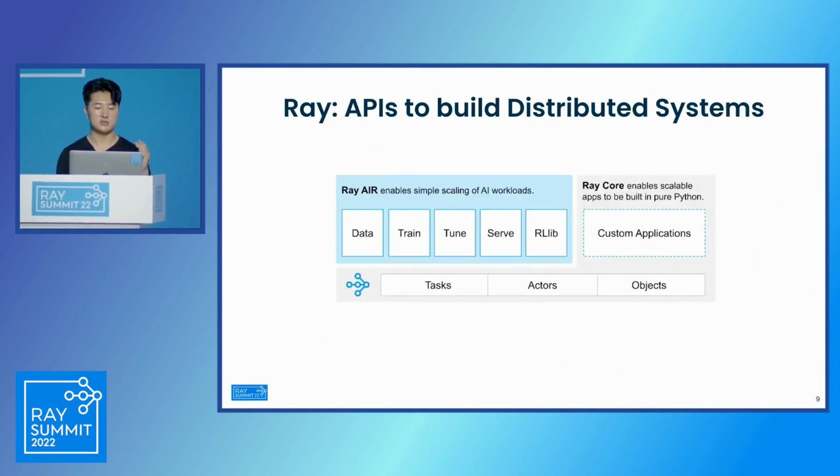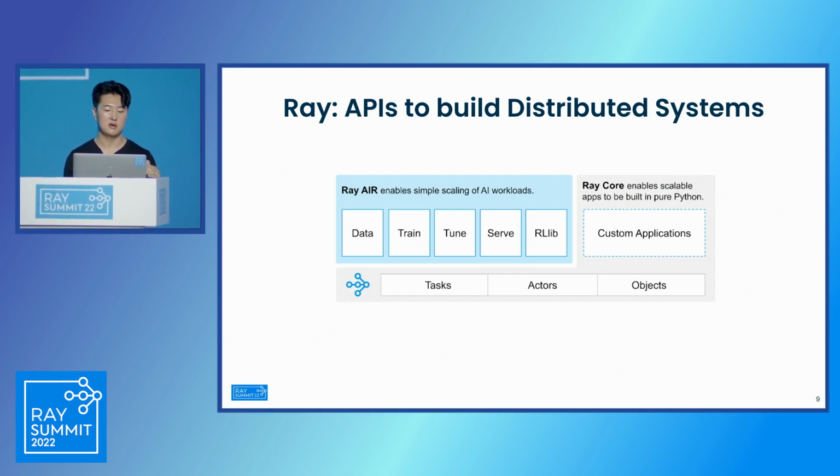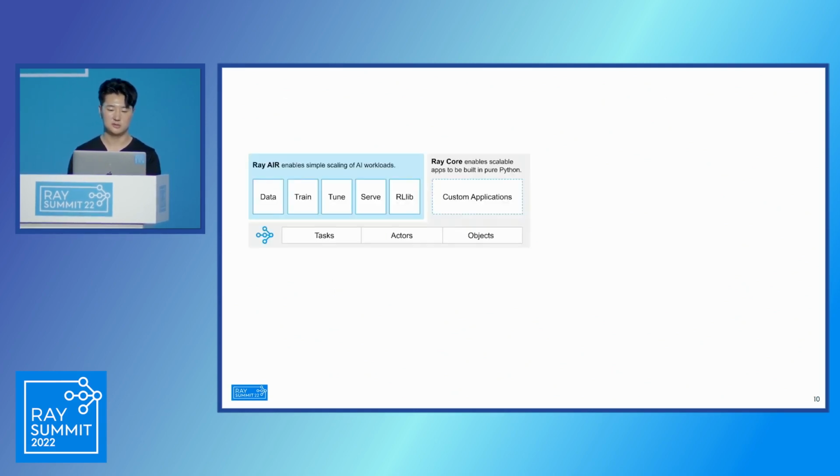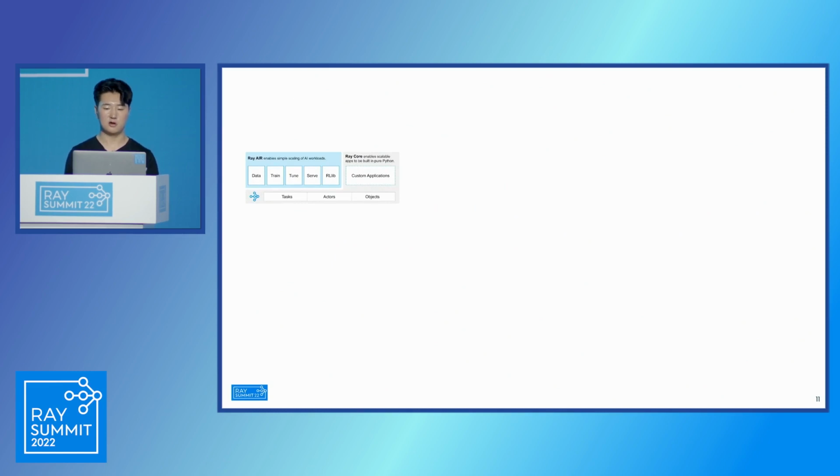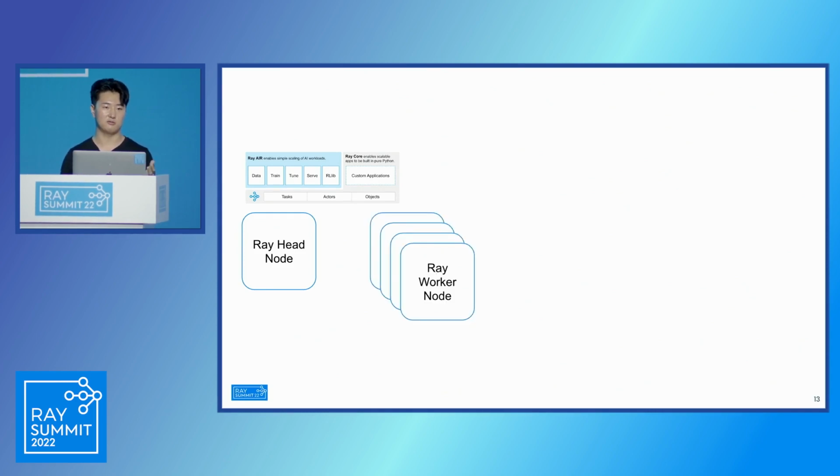So Ray provides APIs to build distributed applications. This hides the implementation detail of distributed systems and helps users to focus on building applications running at scale without understanding distributed systems. Then why is it so difficult to debug Ray? Let's see how Ray actually looks like under the hood. There's a head node in Ray, which is managing the whole cluster. And of course, there are a lot of worker nodes that are actually executing your code.